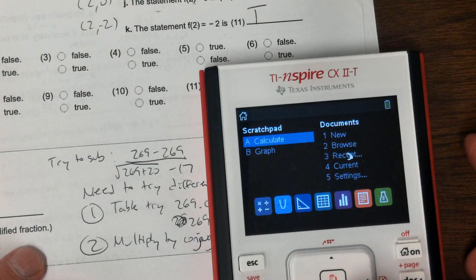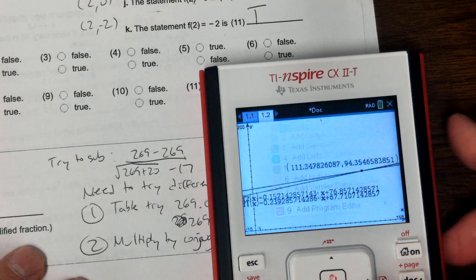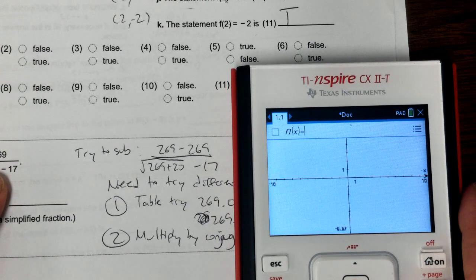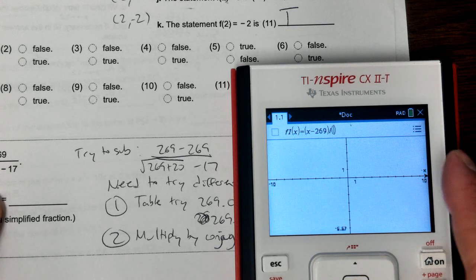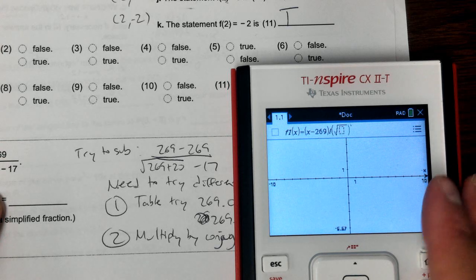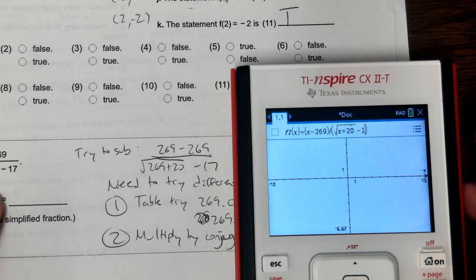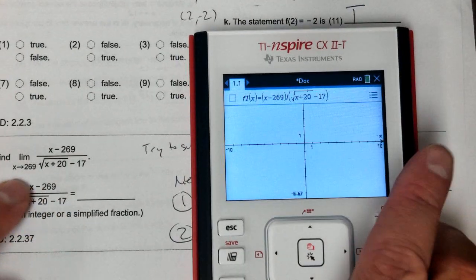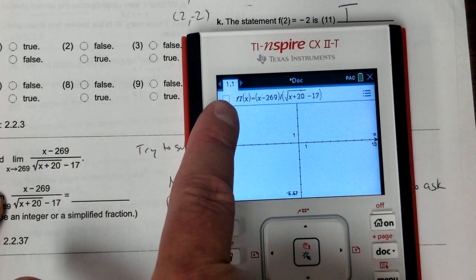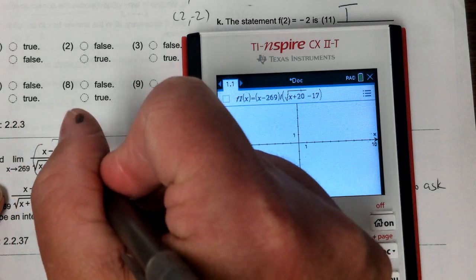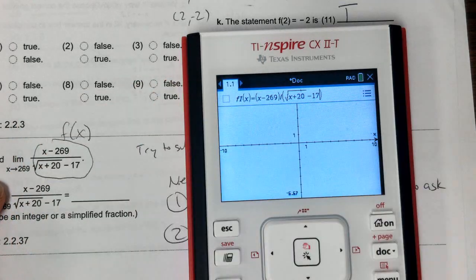So, for example, let's go into our document, and we have parentheses x minus 269 over the square root of x plus 20 and then minus 17. Notice that I don't try to type the limit part as this, I just put the function itself. So think of this as f of x, or f1 of x, if you want to.